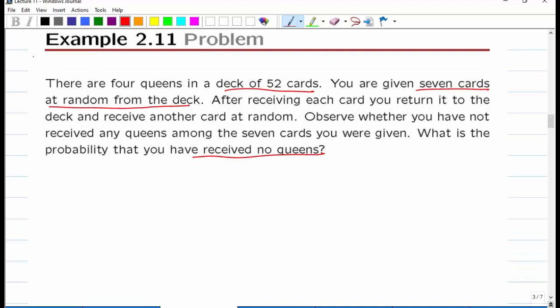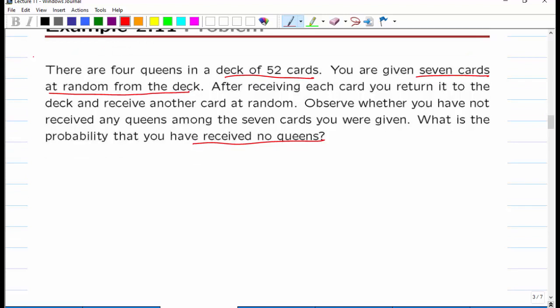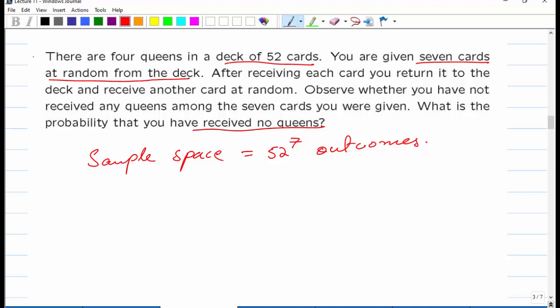So now this is the same problem, but in this scenario we have to put back the card and we just have to see if we have received the queen or not. So in this example it would be very simple, because the sample space would be simply 52 power 7 possible outcomes, and for no queens there will be 48 power 7 outcomes. It simply means that every time we have 48 cards, leaving behind the 4 queens of that deck of 52 cards.